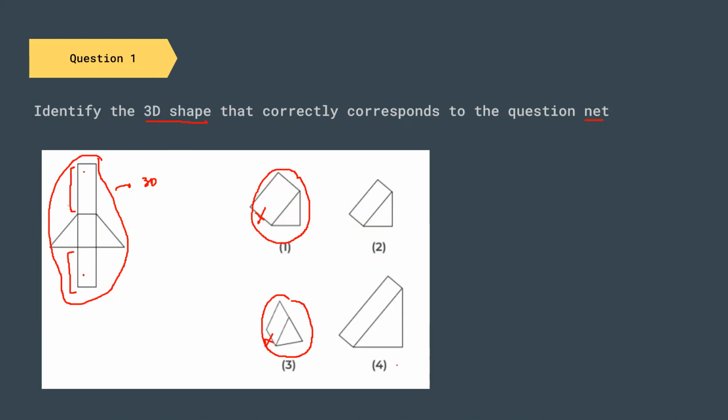Now let us come to the fourth option and the second option. Both look probable, but one thing you can guess is that this triangular part is smaller. In option number 4, the triangular part is a little bit bigger, so this is also eliminated. We are left with option number 2, and this will be our correct choice. I hope this question was clear to you.